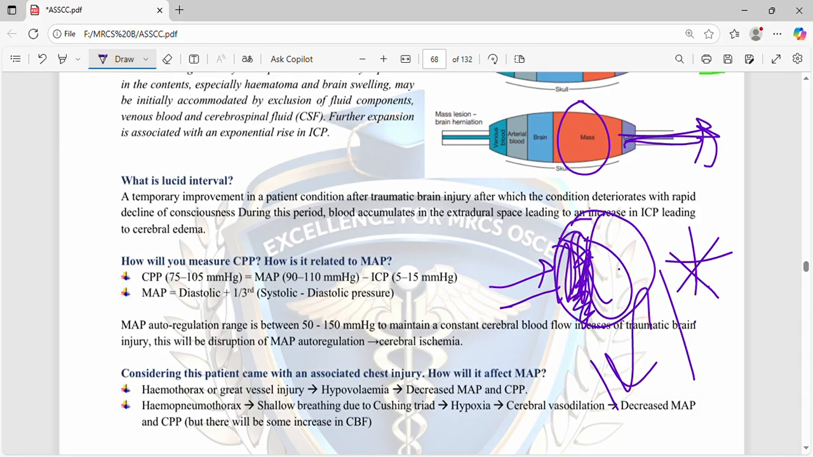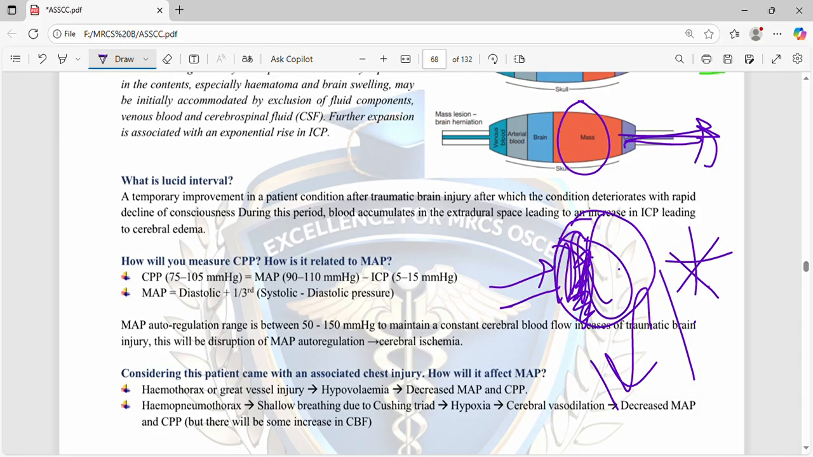How will you measure CPP, cerebral perfusion pressure? How is it related to mean arterial pressure? So normal CPP is 75 to 105 millimeter of Hg, mean arterial pressure is 90 to 110, and intracranial pressure is 5 to 15 or 7 to 15.